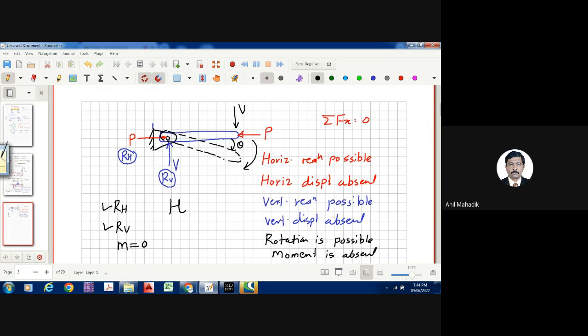And this support we call it as a hinge support, right? Hinged. You can say hinge, you can say pinned, whatever. And that's why I'm showing this as a pin. Pin means bolt, or we can say pin here, right? So this is a hinge support.